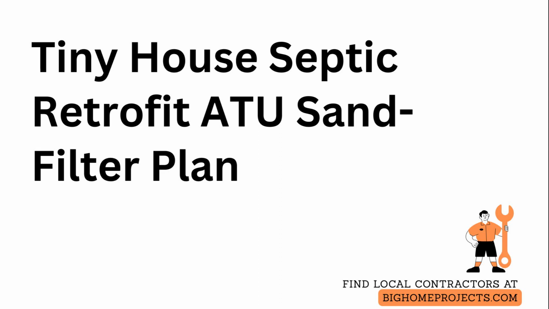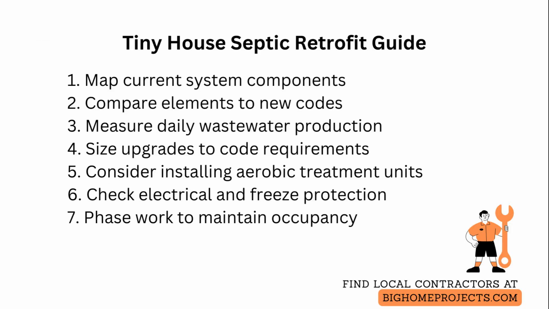Tiny houses often need septic system retrofits when local codes tighten, and planning starts with a focused assessment of the existing system. Start by mapping the current system capacity and components and compare each element to the new code requirements, including loading rates, setback distances, and effluent quality targets.